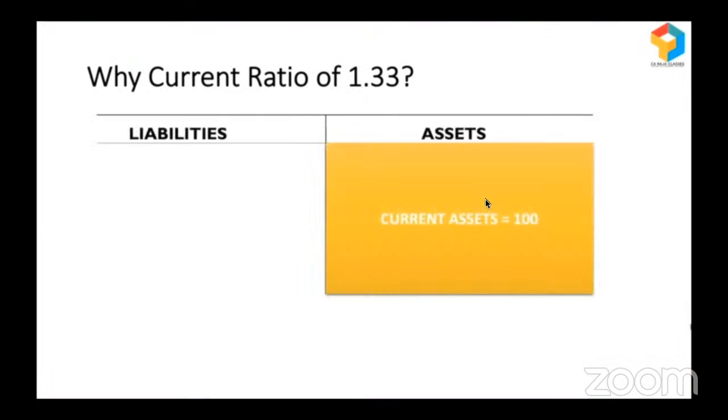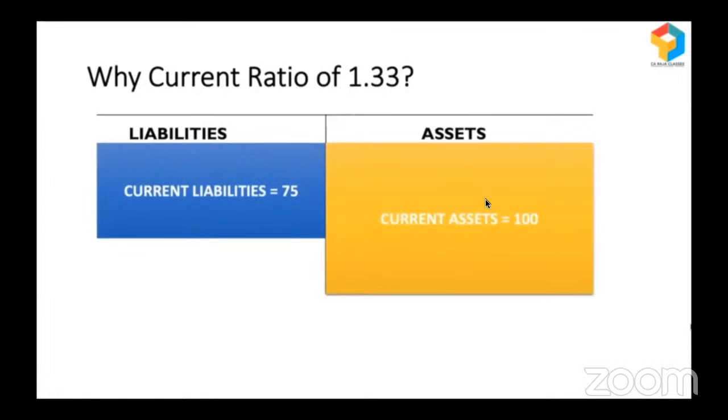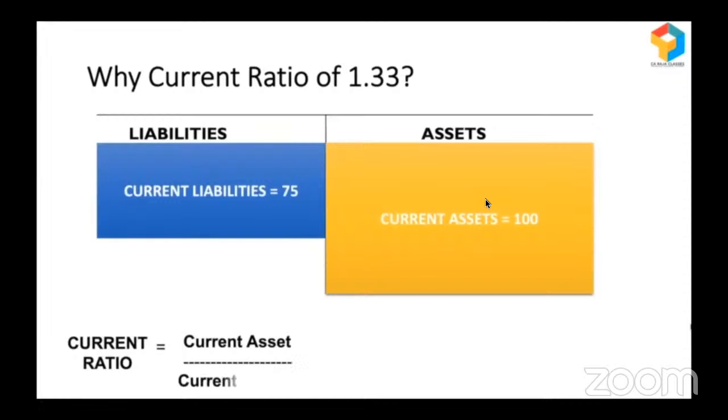Let's say I have current assets of 100 million and current liabilities of 75 million. And with this information, if I calculate the current ratio, it will be current assets by current liability, and it is 100 by 75. So it is 1.33.